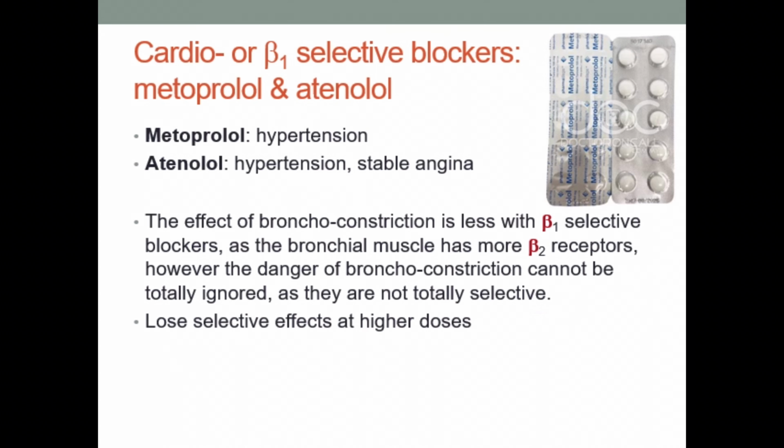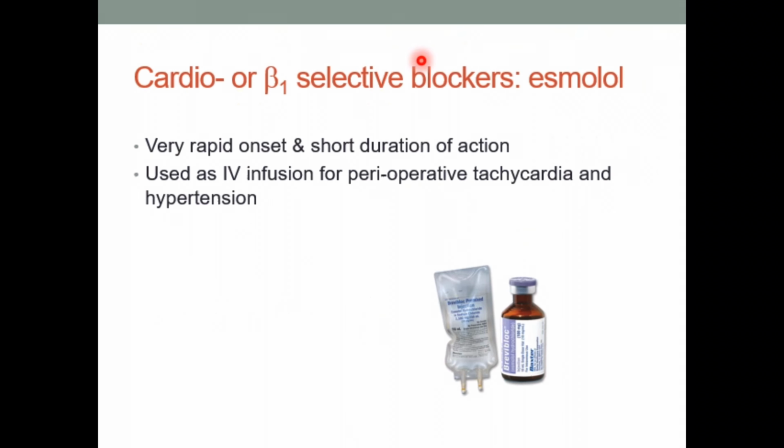All right. And there's another beta 1 selective or cardioselective blocker. It's called esmolol. This is present in the IV form and with a rapid onset and short duration of action. So therefore, it can be given in the form of IV infusion during perioperative tachycardia. I mean, during operation, if you have tachycardia and hypertension, you can use esmolol and titrate it to reduce the tachycardia and hypertension.